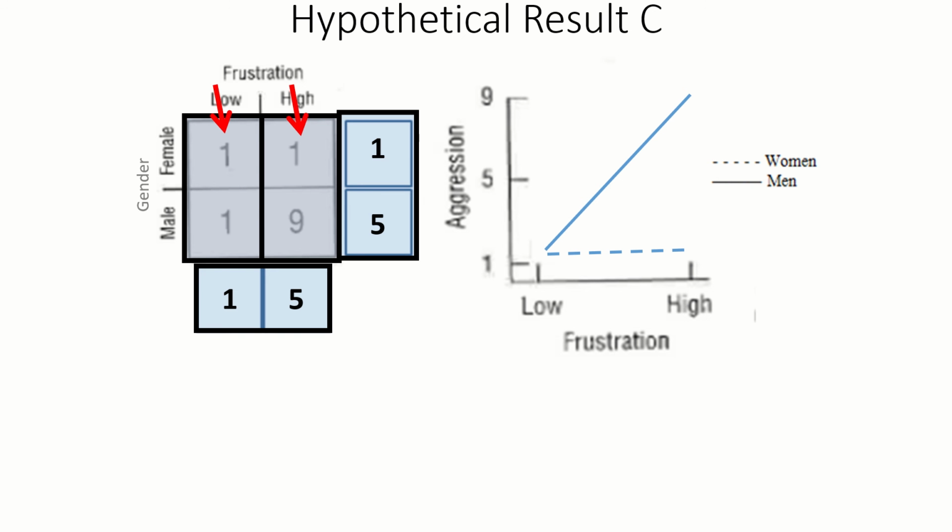So the simple effect of gender is non-significant under low frustration. But if we look under high frustration here, we do see a gender difference in which men are exhibiting greater aggression than women. So the simple effect of gender is significant under high frustration, but not low. Right? Men are exhibiting greater aggression, but, right, there's always a big but, this is only true under high frustration.